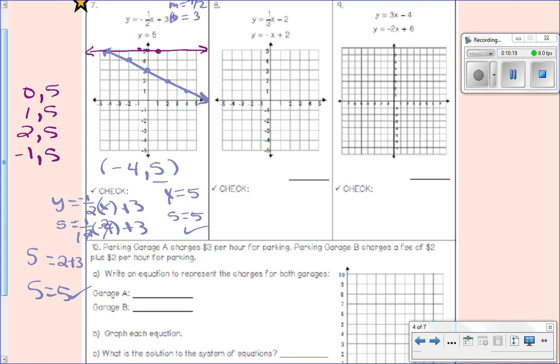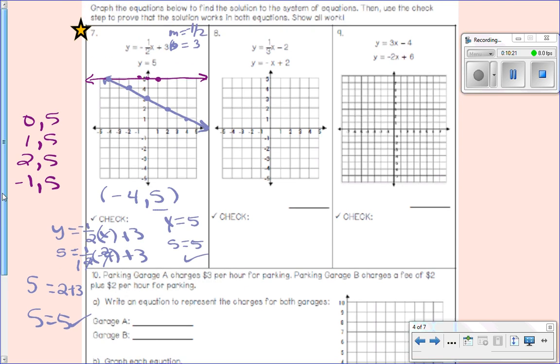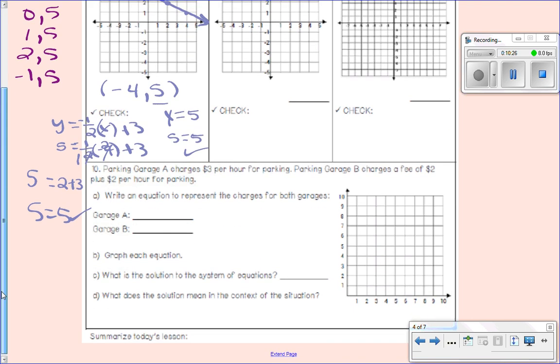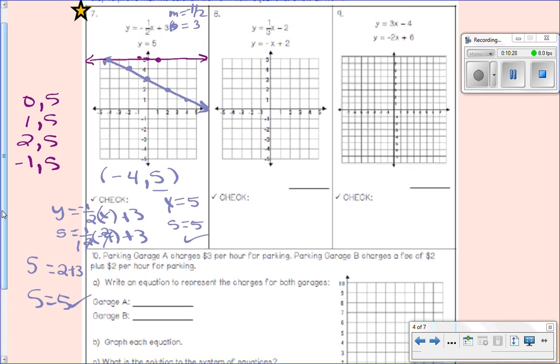All right. So with your table, you're going to do number 8, 9, and then number 10 with a real world example. So 8, 9, and 10. I'll see where you're at in 5 minutes, and then we'll have 3 volunteers.